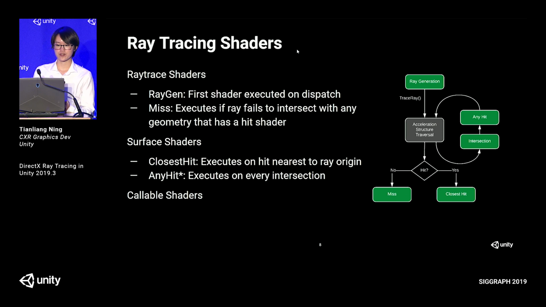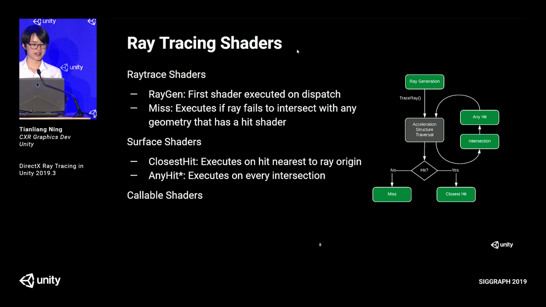So next, I want to go over ray tracing shaders, and I find it helpful to group them in two major categories based on their usage in Unity: ray trace and surface shaders. Ray trace shaders are generally defined in a .raytrace file that you then call dispatch on, much like compute shaders. In these shaders, you'll find the raygen shader, which is the first shader that gets executed on dispatch of the shader. And usually there's also a miss shader, which is the shader that gets executed if a ray fails to intersect with anything in the acceleration structure.